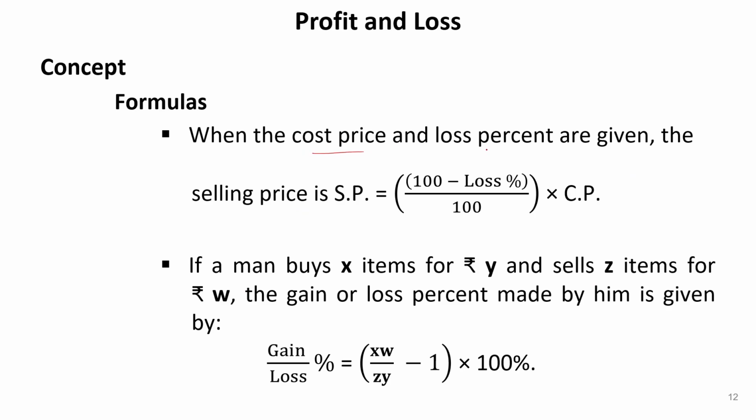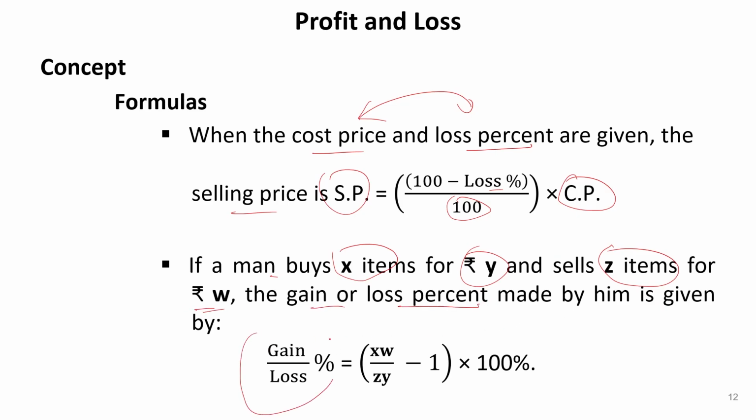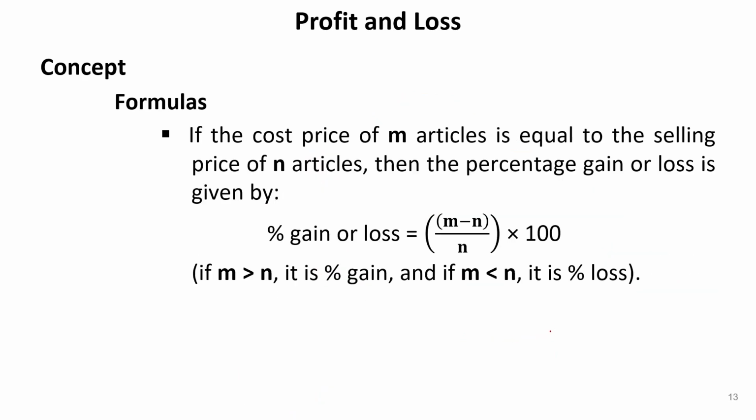So when the cost price and loss percentage, both these things are given, the selling price SP is equal to (100 minus loss percentage) whole by 100 into CP, that is the cost price. So if a man buys X items for Y rupees and sells Z items for W rupees, then the gain or loss percentage made by him is given by XW by ZY minus 1 into 100%.